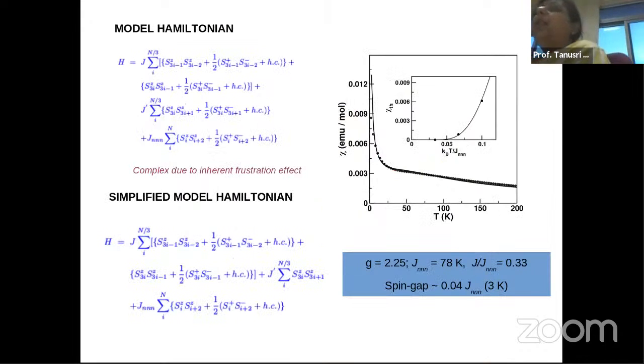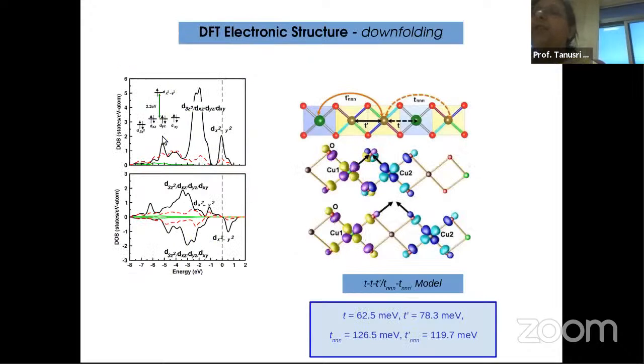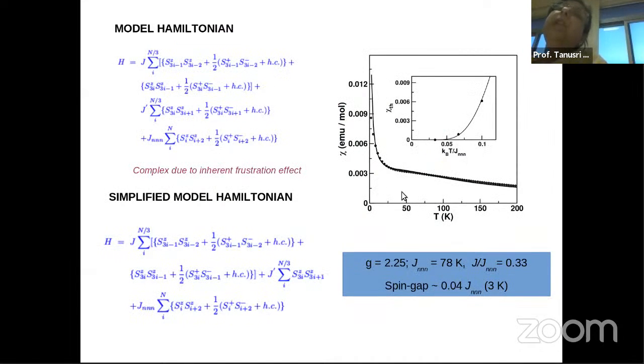So it is a fairly complex model Hamiltonian, which has a nearest neighbor J term, alternation to J prime. We set J nearest neighbor and J prime nearest neighbor to be the same because their hopping values are pretty comparable. And what was interesting, we find the J prime to be antiferromagnetic while J to be ferromagnetic. This is a complex Hamiltonian due to the inherent frustration effect you have in this one-dimensional model.